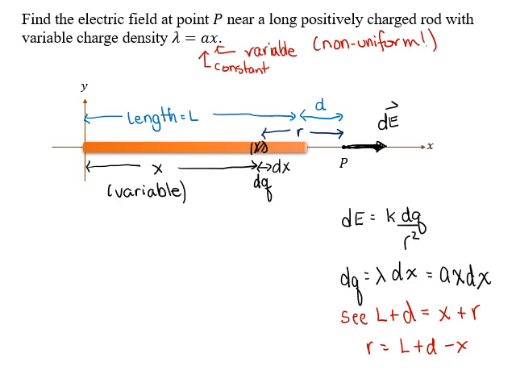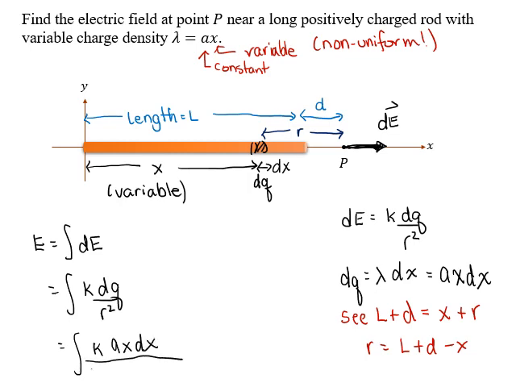Okay, now we want to find the total electric field. So we'll say that the magnitude of the net electric field is the sum of all the little bits of electric field. I'll fill in what dE is, k times dq over r squared. Next I'll fill in dq and r. So I've got the integral of k, dq is a times x times dx, and I'm dividing that by r squared. So that's going to be L plus d minus x, and that has to be squared.